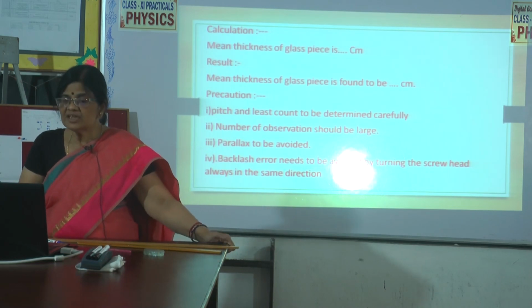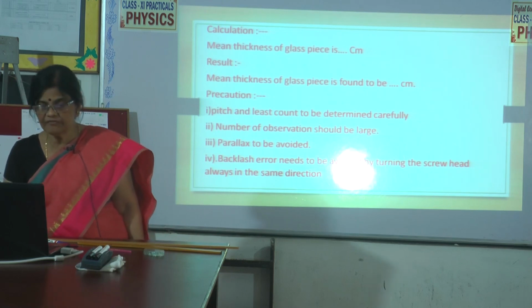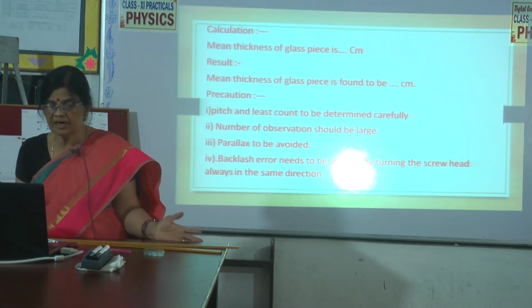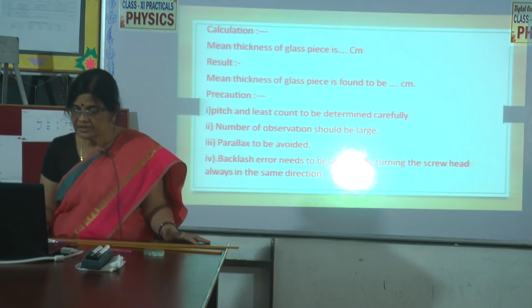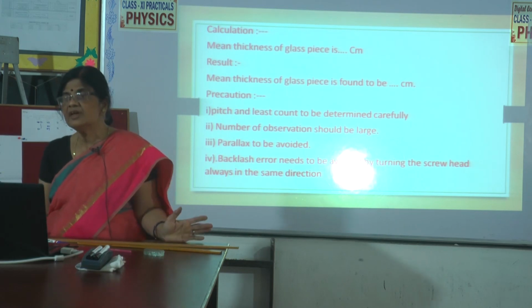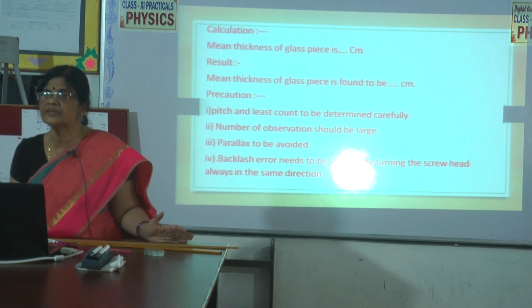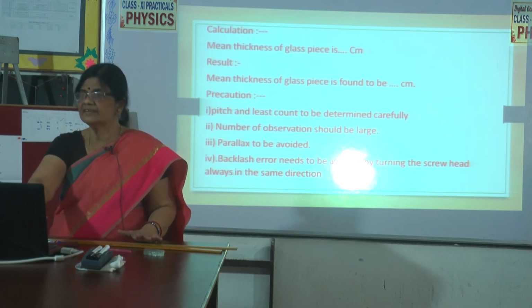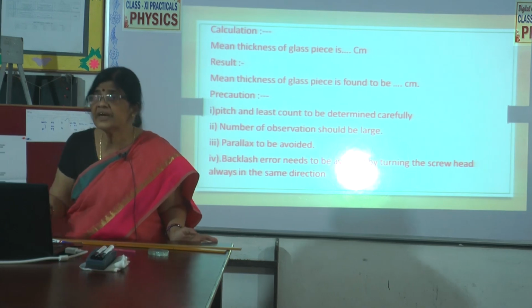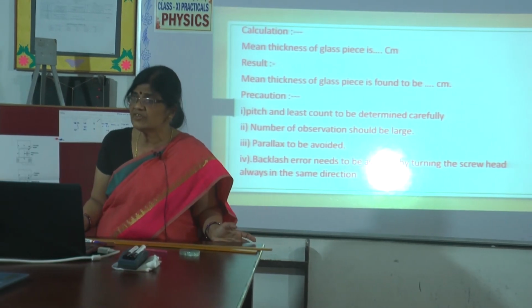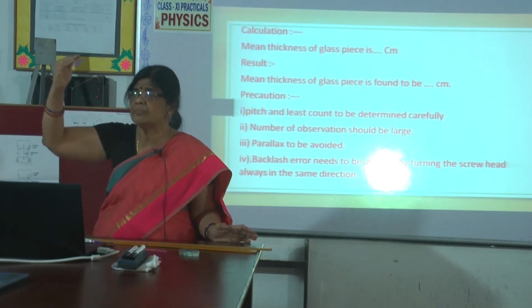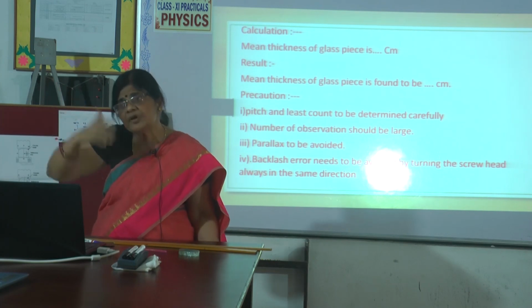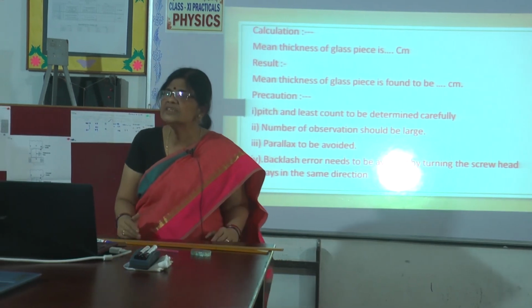What are the precautions? The pitch and the least count are to be determined carefully. The number of observations should be large, and the parallax is to be avoided, and the backlash error is to be avoided by turning the screw head always in the same direction. Let me tell you what the backlash error is. I just wrote that in the precautions. I told you what zero error is. Positive and negative. When the main scale zero lies above, it is positive; when the main scale zero lies below the zero, it is negative. What is a backlash error?